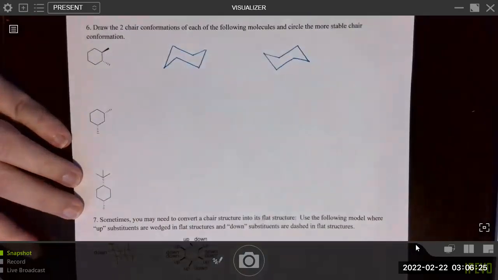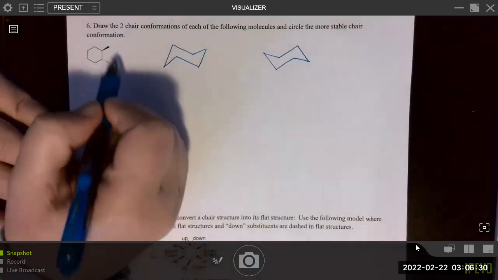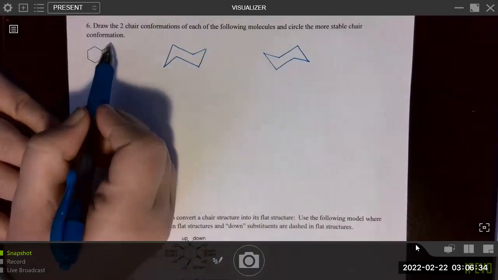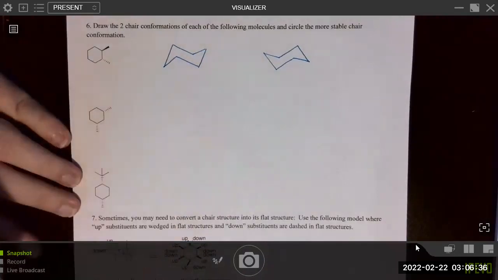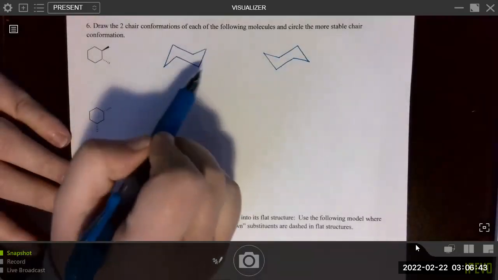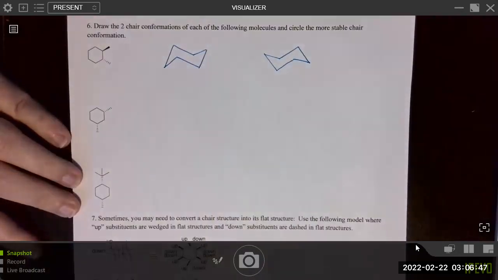Okay, those are our 2 chair conformations. And then let's put in these 2 methyl groups. Recall that this methyl is on a wedge, so it should be in an up position. It doesn't matter where I place it, as long as it's in an up position. You cannot place it in a down position. That would be considered wrong.